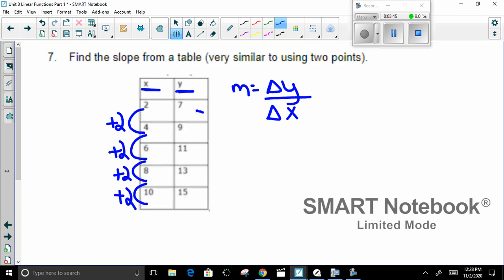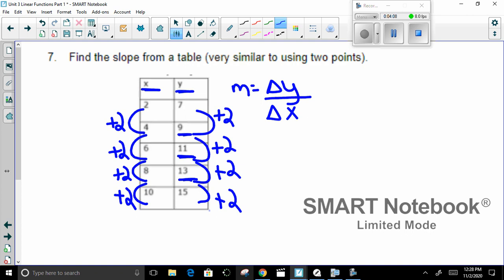Let's check my y. To go from 7 to 9, I'm adding 2. To go from 9 to 11, I'm adding 2. To go from 11 to 13, I'm adding 2. Oops, I said 9 to 3. I meant 9 to 11, I add 2. 11 to 13, I add 2. And 13 to 15, I add 2. Again, I'm consistently adding the same number on my y.